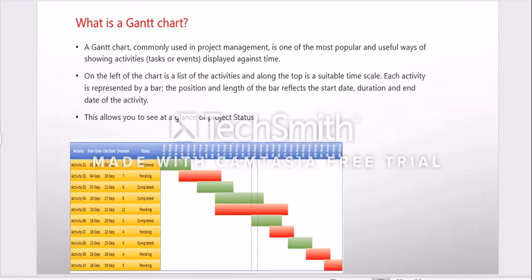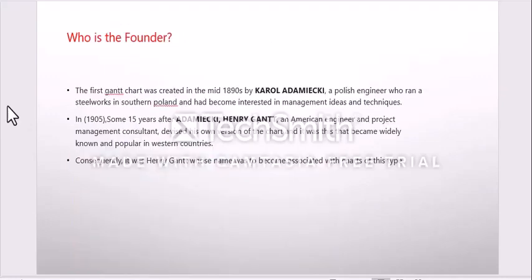So, who is the founder of the Gantt chart? The Gantt chart was founded in 1890 by Karol Adamiecki. He was an engineer, and he did this for steel work in Poland, South Poland actually. He was interested in management ideas and techniques, so he wanted to know his own project status. That's the reason he created it, and afterwards it was enhanced by Henry Gantt.